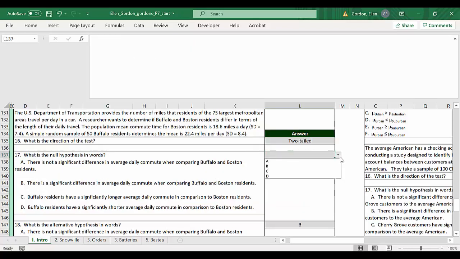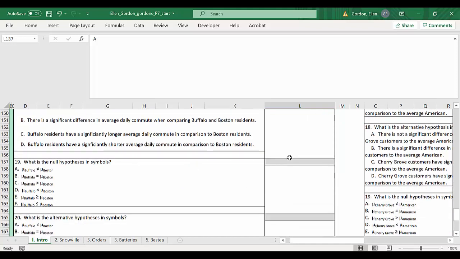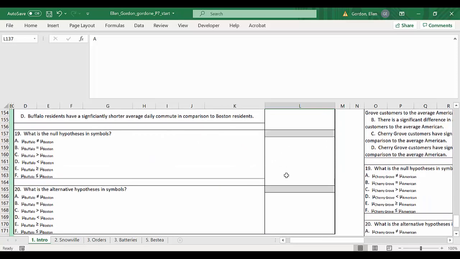The null hypothesis in words is there's not a significant difference. The null hypothesis in words is always the same. Moving on to symbols. The alternative hypothesis is we're looking for a difference. So that means we predict that the means are not equal. And the opposite of that would be that the means are equal. So the null would be B.